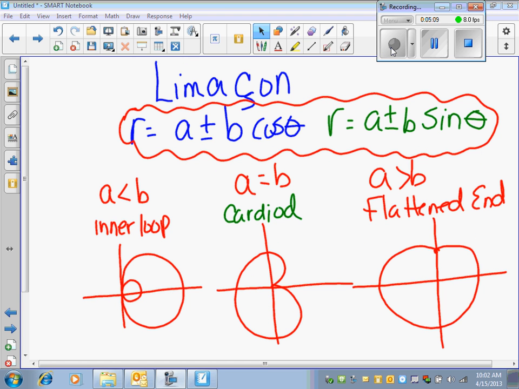All right, so here are the rules so you can figure out what type of limaçon. They're all limaçons. This one has a specific name, cardioid, where a is equal to b. We have an inner loop, we have a cardioid, which looks like a heart, and when it's kind of like a flattened look, it's still a limaçon, whatever the heck it is, a is greater than b.